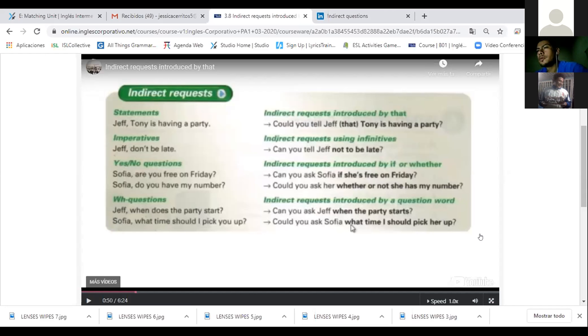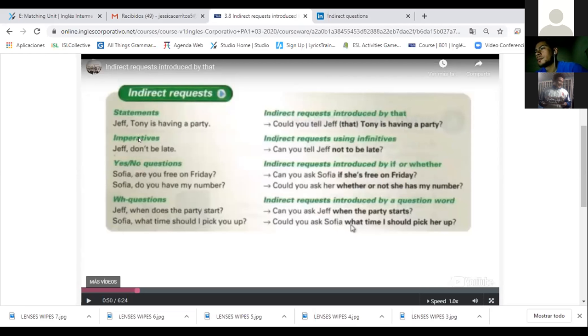Now, what I want you to notice here, for example, in number one, it says Jeff, Tony's having a party. We can use could or we can use can. All right. Could you tell? So that's the structure. We use could and then you, because I'm asking you to tell someone else. Because maybe you will see that person. Could you tell Jeff? Or could you tell Jeff, Tony is having a party? Now, the tense is the same. Is having. You don't change it. Okay, you understand that? Yes. All right. Very good.